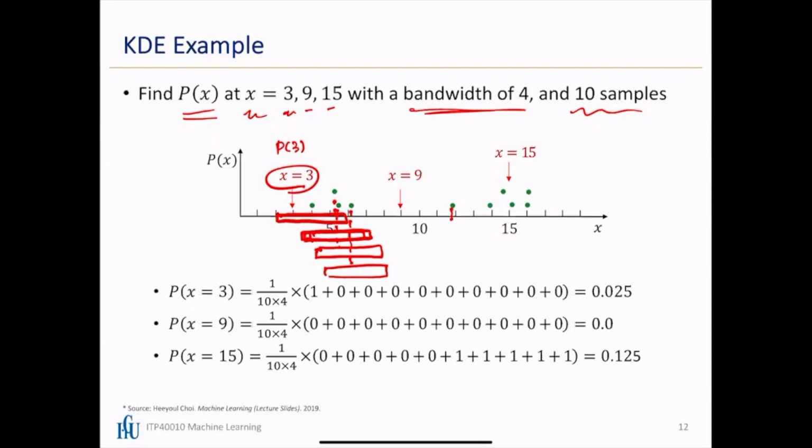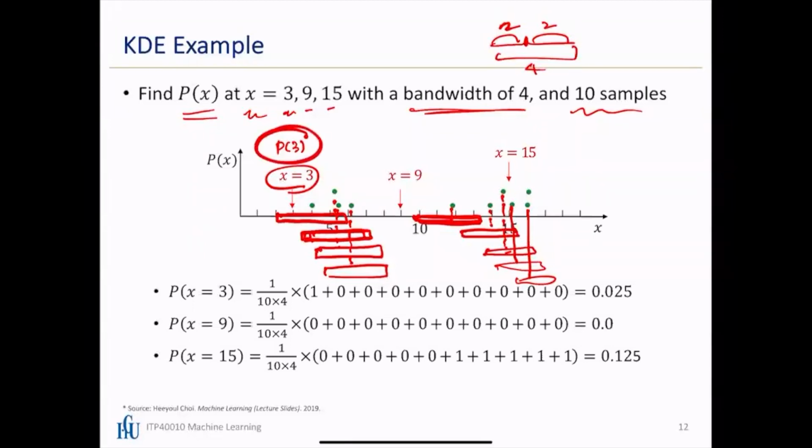So here is your data point. This is the actual region of the kernel, or something like this. But given that, we try to visualize all the kernels that are applied to each of our 10 samples, and the bandwidth is 4. So each data point is centered, and each kernel is located somewhere like this.